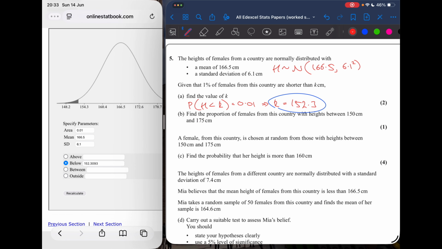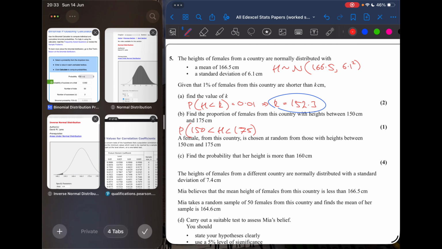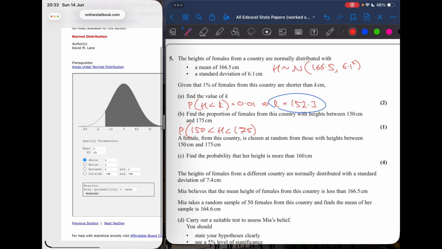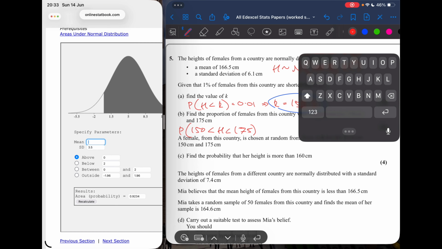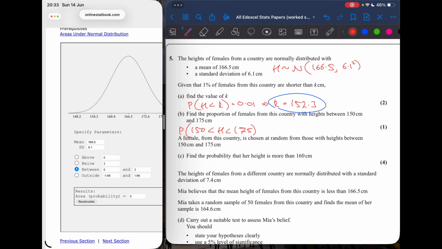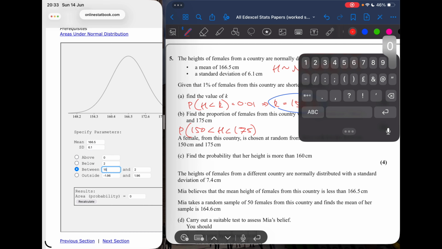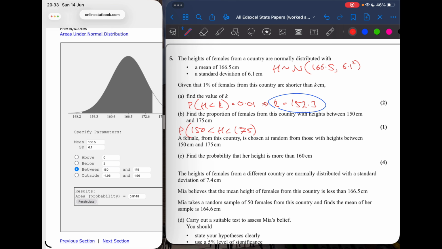Find the proportion of females from this country with heights between 150 and 175. So, other way around now, not inverse normal, just the normal. What numbers have we got? Same numbers, 166.5, standard deviation 6.1. And we want to find between, don't we? Between 150 and 175. Calculate.